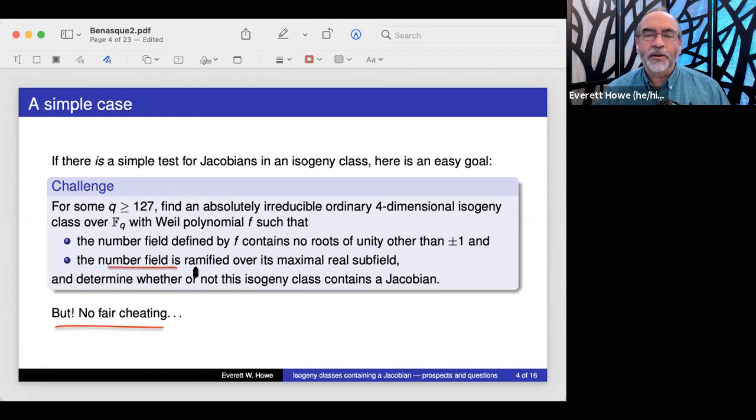And the number field being ramified over its maximal real subfield, that is there because that is enough to imply that there's a principally polarized variety in the isogeny class. So you have an isogeny class, there are principally polarized varieties in it. Are there any Jacobians? And as Nils has foreseen, there might be ways of cheating.